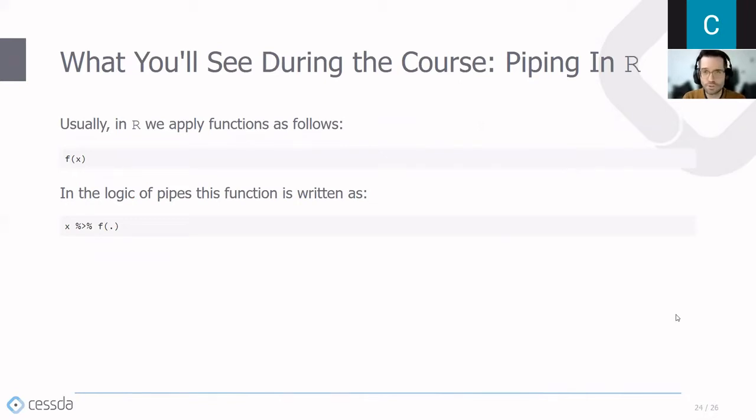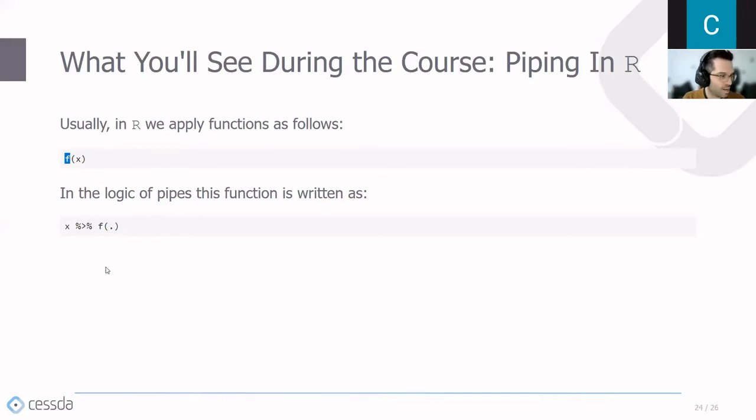So usually what you do in R when you apply a function, you have your function name. This is just a toy example, so the function name is f. You have your opening brackets, then you have your arguments, for example, enter a data set. So if you want to run a linear regression in R, it would be the lm function, and you would enter the data then in the formula for that.